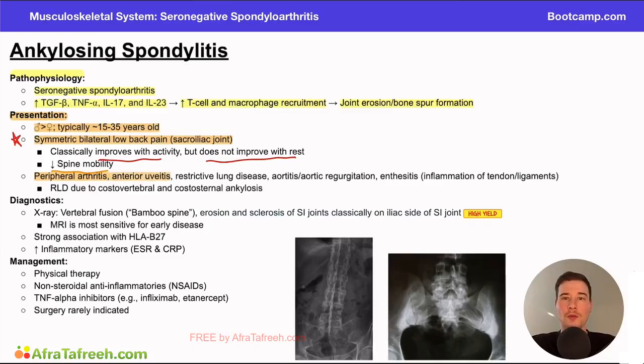Remember, we talked about that in the overview video, that a lot of these seronegative spondyloarthritis conditions are actually associated with some extra articular manifestations as well. And they often talk about the eye findings, particularly anterior uveitis for these conditions. These patients can also have restrictive lung disease, aortitis or aortic regurgitation, or enthesitis, which again is inflammation of the tendons or ligaments. So how can these patients have such a variety of physical exam findings?